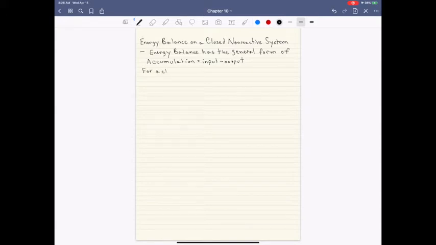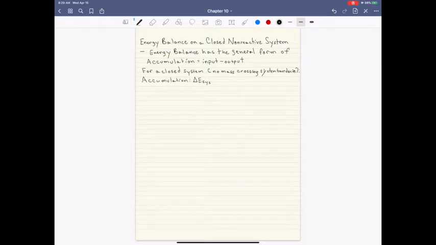So we're going to work on a closed system so that we don't have to worry about any sort of masses crossing the system boundary. So for this type of system, when we think about our accumulation term, we're going to say it's going to be equal to just the change in the total system energy, delta E sys.